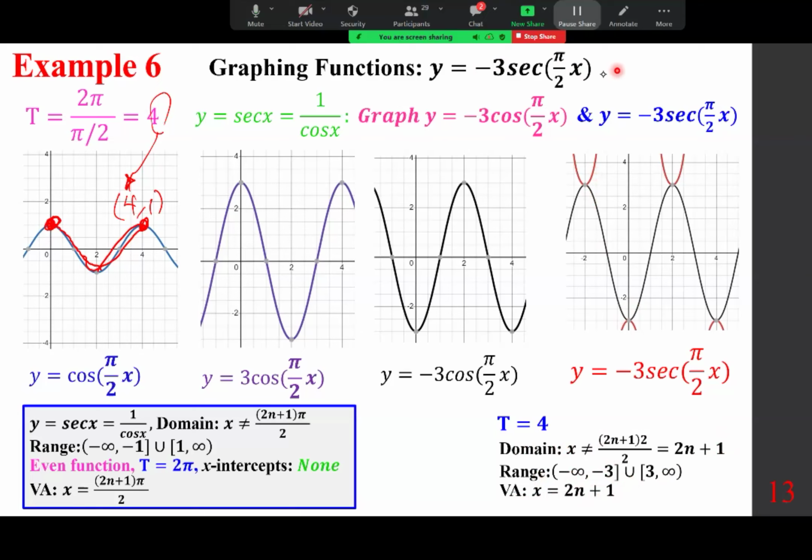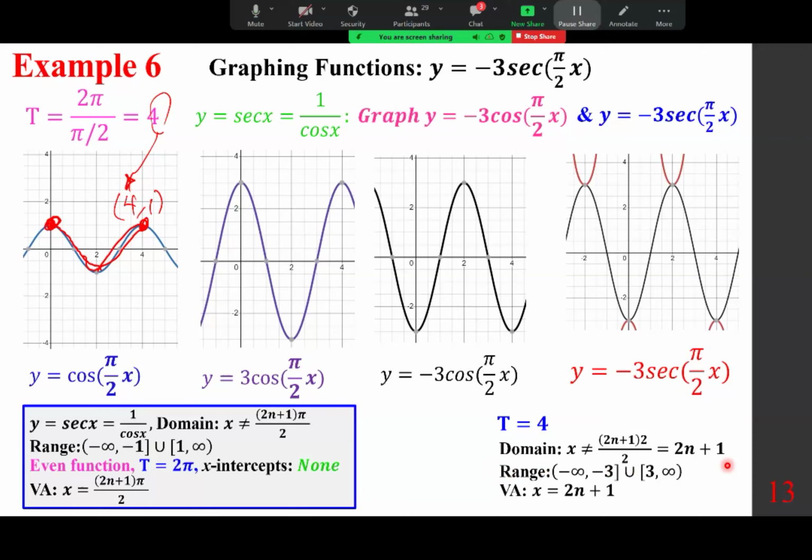Okay. -3 to 3 is excluded. Whatever the range of the cosine is, take it out. From negative to positive infinity, take it out, and it becomes the range of secant.